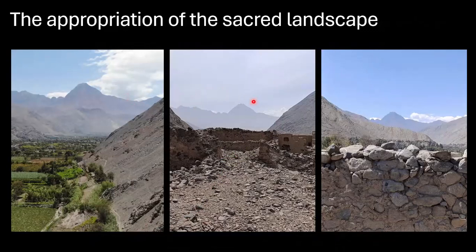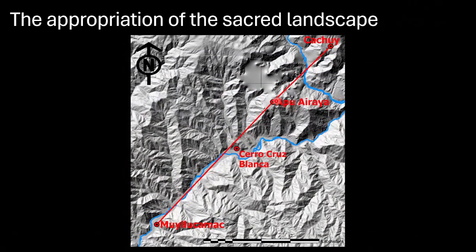Here we have three views of the same mountain, which is called by locals Apu Airaya. This specific mountain is a very distinctive landmark in the territory. It was probably a sacred mountain for local people during the pre-Hispanic times. So I just wanted to understand the relationship this mountain had with other important settlements in the area. What I found out is that Apu Airaya has intervisibility relationships with two important settlements.